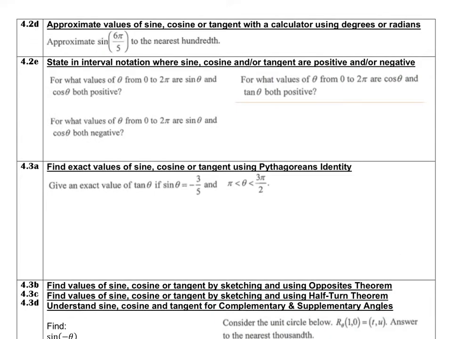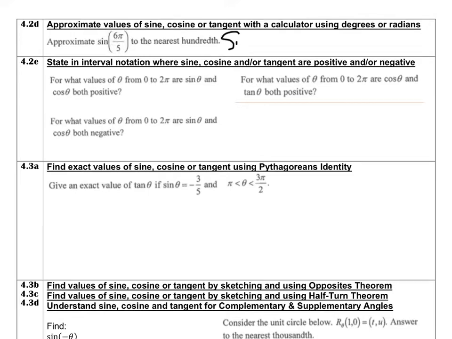4.2d, approximate the values of sine, cosine, or tangent with the calculator using degree or radian mode. They want us to approximate the sine of 6 pi over 5 to the nearest hundredth. Now if you look at the exact unit circle, we don't do anything over 5s, so we don't know it. So all you have to do for this is go to the calculator, hit the sine button, and type in exactly what you see here.